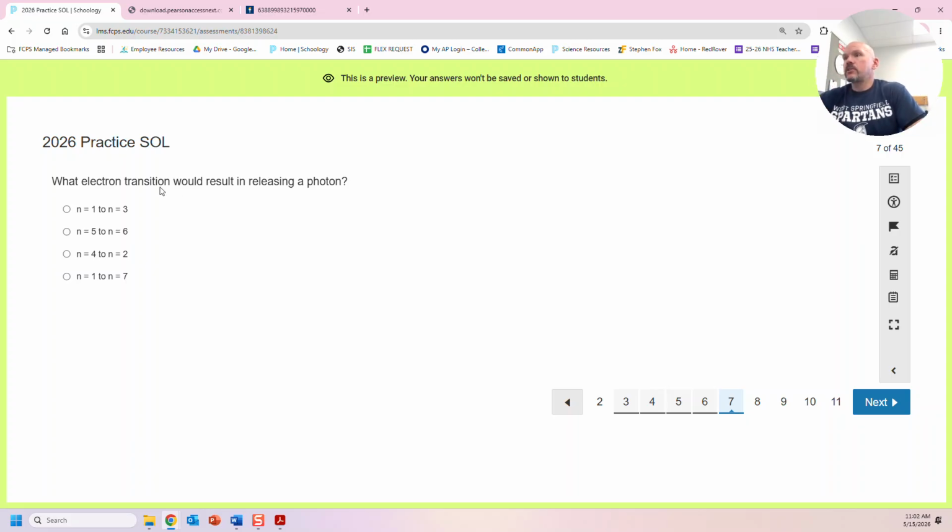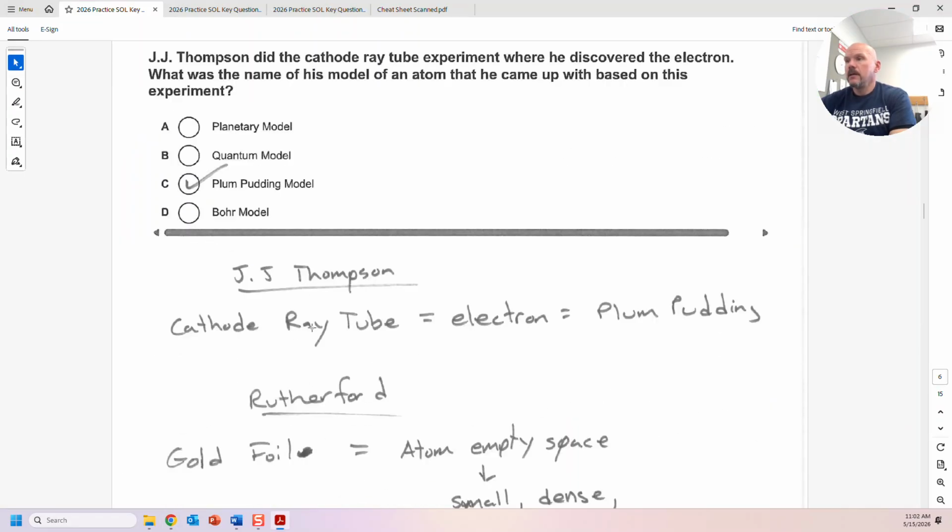So which of these energy level transitions would result in a release of a photon? It would have to be from a high energy level to a low energy level, right? It has to absorb energy to go from a low energy level to a high energy level, okay? So we're just looking for the one that goes down. Energy level 4 to energy level 2. That would release a photon, all right?